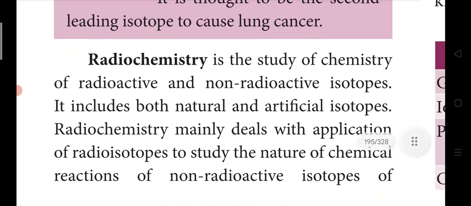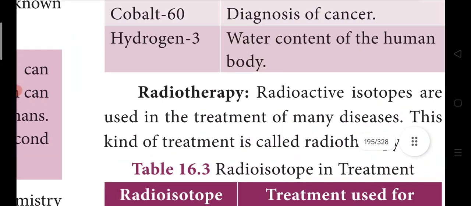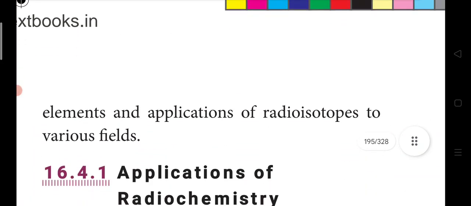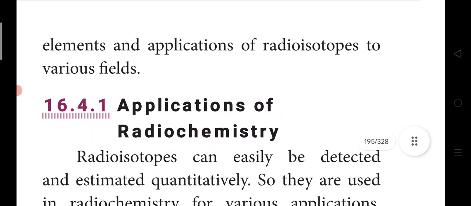Radiochemistry is the study of the chemistry of radioactive and non-radioactive isotopes. So, what is the study of radiochemistry? Study of radioactive and non-radioactive isotopes. It includes both natural and artificial isotopes. Radiochemistry mainly deals with the application of radioisotopes to study the nature of chemical reactions of radioactive isotopes, and applications of radioisotopes in various fields.